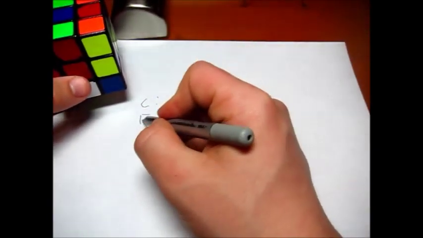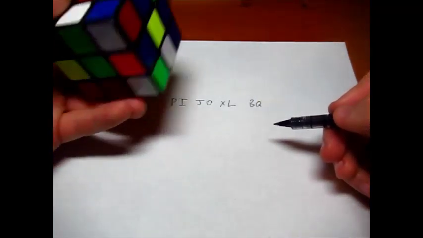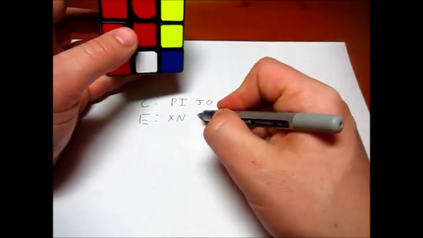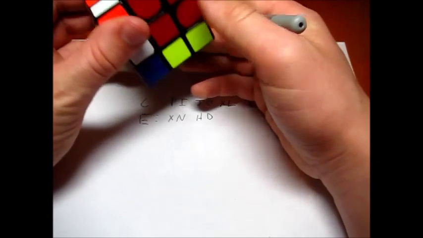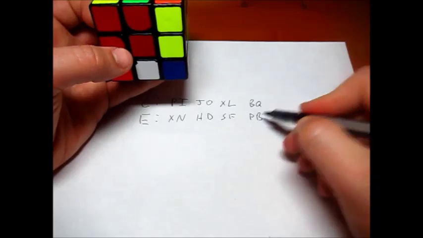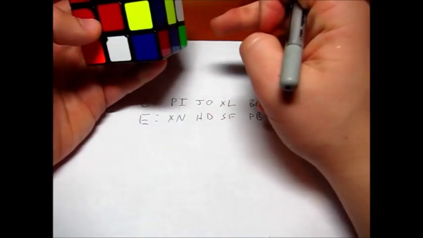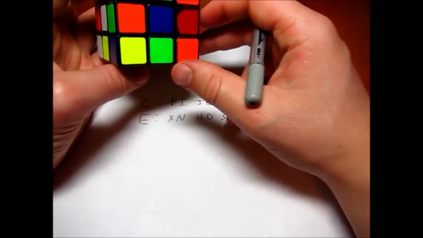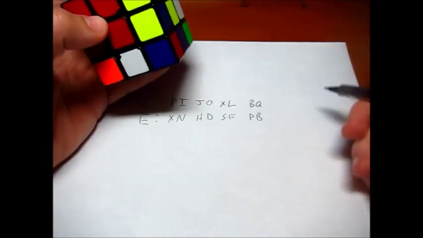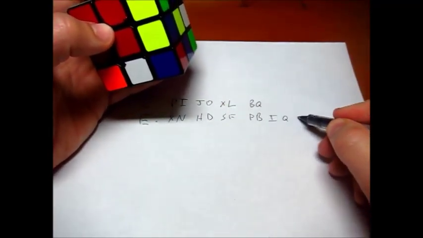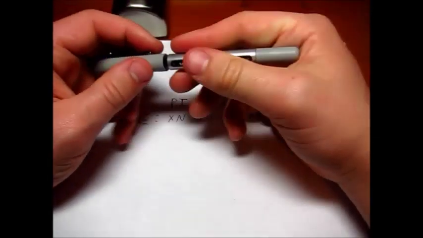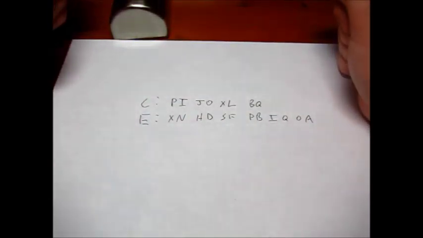And so that's the corner memo, and then here is the edge memo. It's got, okay, X, N, H, D, S, F, P, B, and then I have to break into a new cycle, so I'll choose I, Q, O, A. Okay, so now I'm going to show you how I would do it, and then I'll show you how you might do it if you are memorizing your edges first.